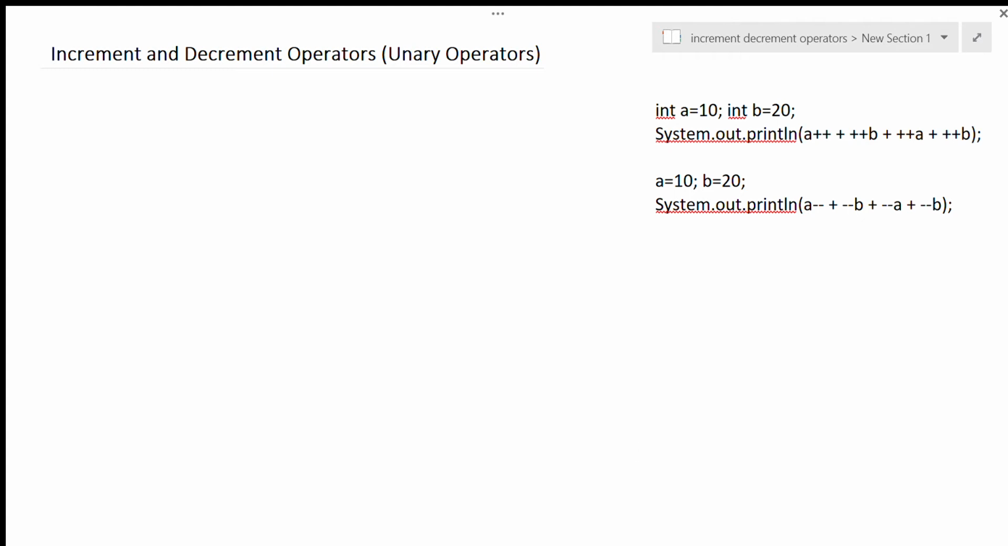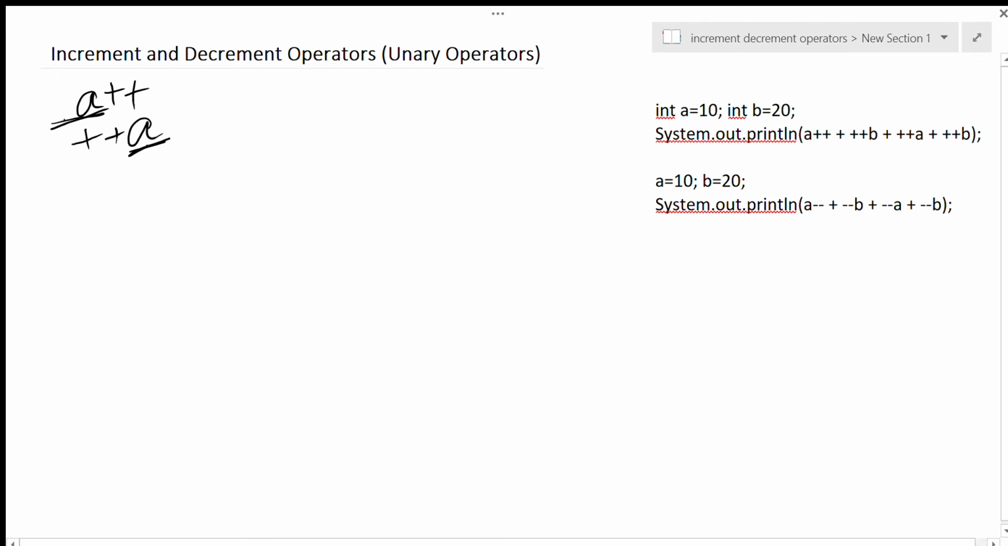These are unary operators. What are unary operators? The operators that work on one operand only. It is called unary because if I say a plus plus or plus plus a, the operand is 1. That's why they are known as unary operators.